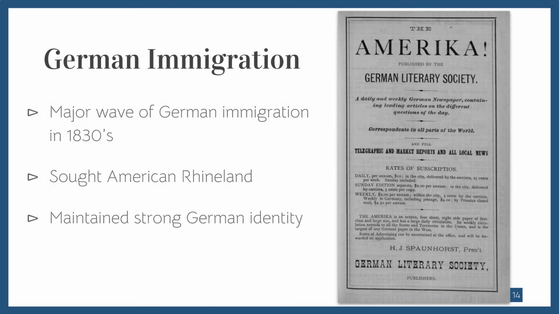Now let's take a look at German immigration. The first major wave of Germans came to Missouri in the 1830s. Only 18 German families lived in St. Louis in 1833, but around 6,000 German immigrants lived here just 4 years later.